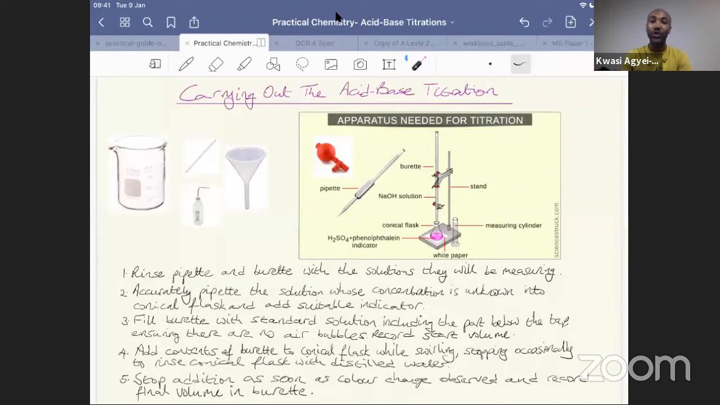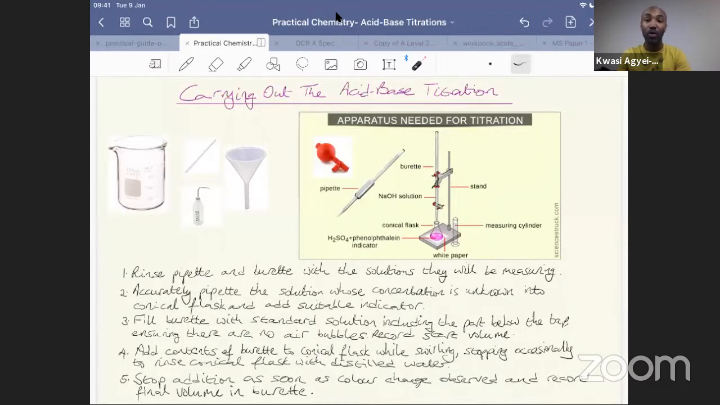And then what you want to do next is to fill your burette with the solution that you're going to be titrating the acid with, in this case, your sodium hydroxide. You can fill it up to the 0 mark, which is up at the top, or you could fill it to just below. It doesn't matter. The important thing is that you note down what the starting volume is. The starting volume could be 0.00 cm³, or it could be 1.20 cm³. It doesn't matter. What matters most is that you record what this starting volume is.